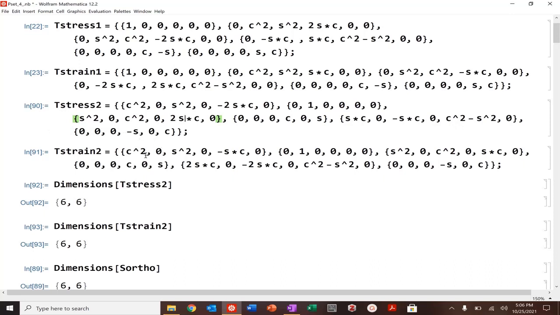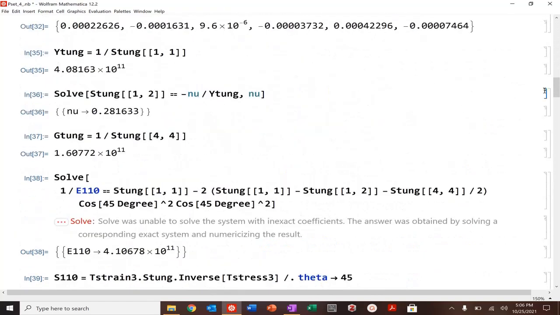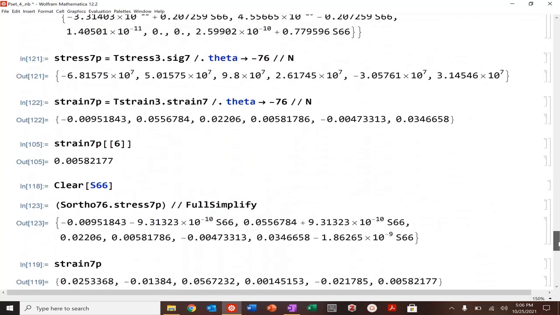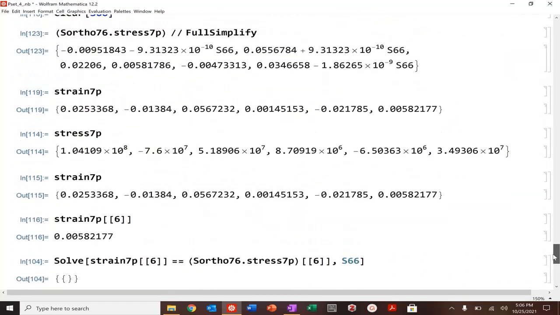Let's look at strain. C squared, S squared, minus S times C. 0, 1, 0, S squared, C squared. S times C, 0, 0, 0, CS. 2SC, minus 2SC, 0, C squared, then minus S minus C. Yeah, no, that's correct. So it's probably just an unfortunate coincidence. But anyways, so I could do the same thing.